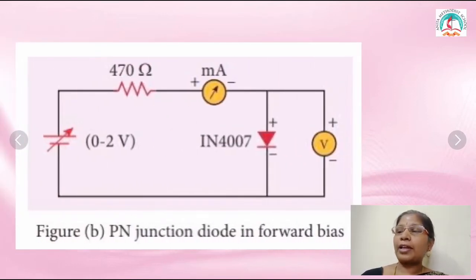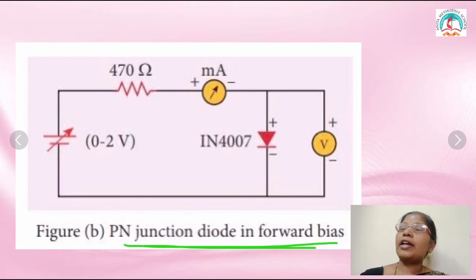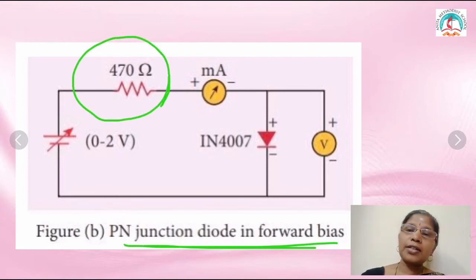Okay, so this is a circuit diagram for forward bias. You see here the 470 ohm resistor is connected in the circuit. This resistor restricts the flow of current. This is a diode. Already I told you this triangle represents the positive end of the diode and the line represents the negative end. So, the positive end of the battery is connected to the positive end of the diode, which means it is forward bias. In the same way, negative is connected to negative. It is forward bias.